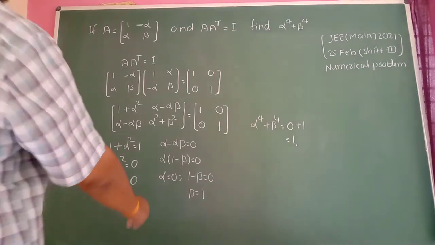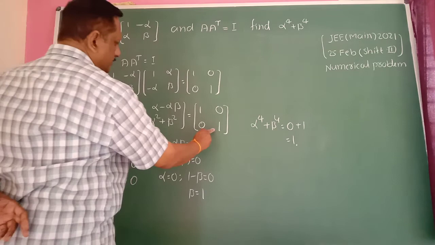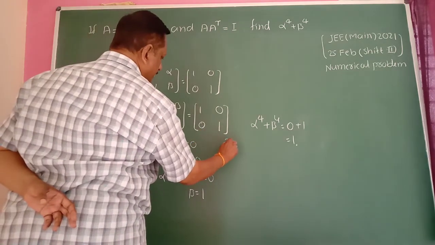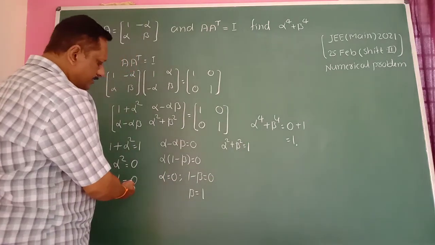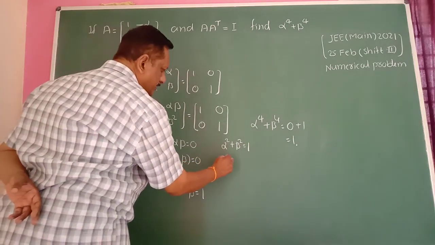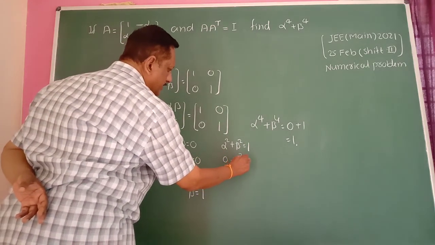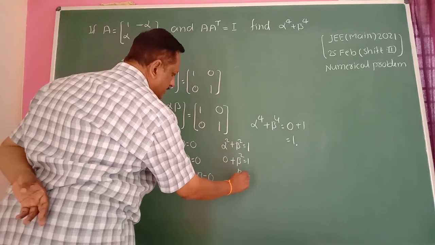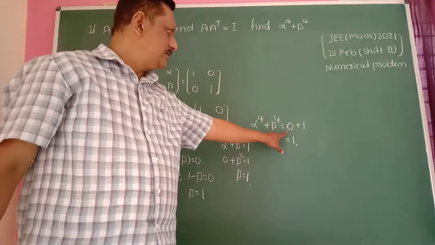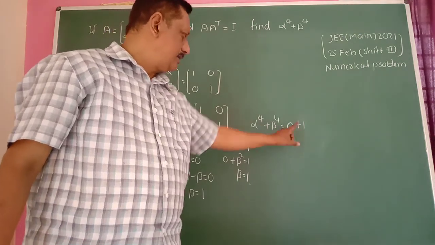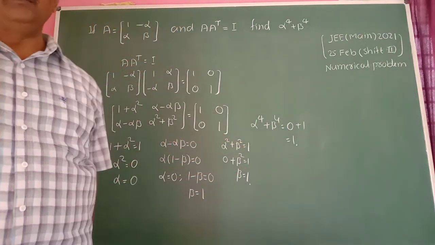You can take this one also. Alpha square plus beta square is equal to 1 here. Then alpha is already 0. So this becomes 0 plus beta square is equal to 1 here. From this result also beta is 1 here. So alpha into 4 is a 0. Beta into 4 is 4 here, because beta value is 1 here. So 4 is the answer here.